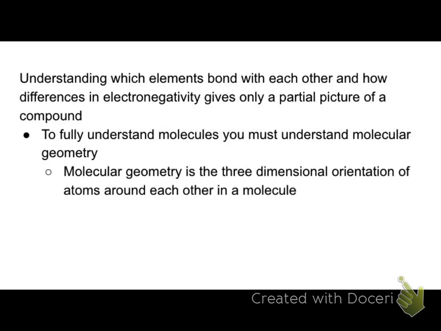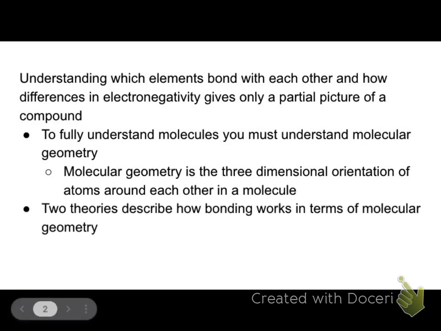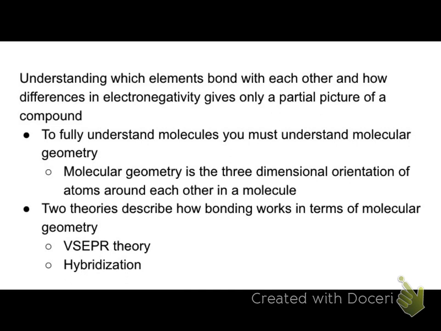Molecular geometry is just defined as the three-dimensional orientation of atoms around each other in a molecule. Okay. And there are two theories that we're going to cover that explain how bonding works in terms of molecular geometry. They are the VSEPR theory and the hybridization theory. Both of them help us determine molecular geometry. They do it in different ways. Neither one is necessarily better than the other. In fact, if you understand both of them, you'll have a more full picture of what a three-dimensional molecule might look like. Okay?